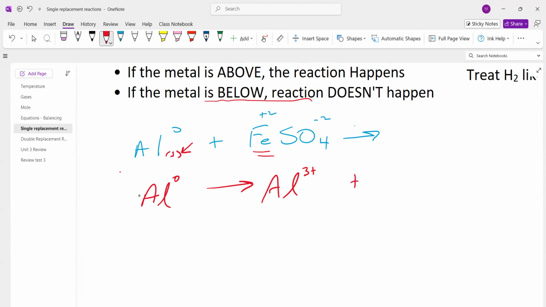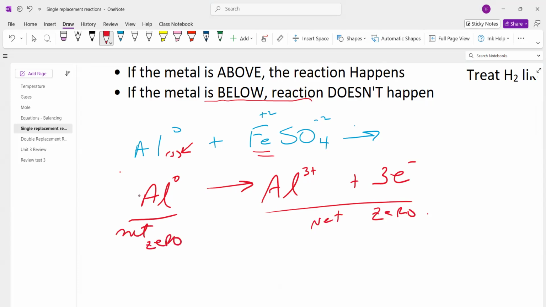3. Okay, so we have a +3 and 3 minuses, so that's balanced. So this nets 0, so each side nets 0 charge. Okay, so what else is going on here?